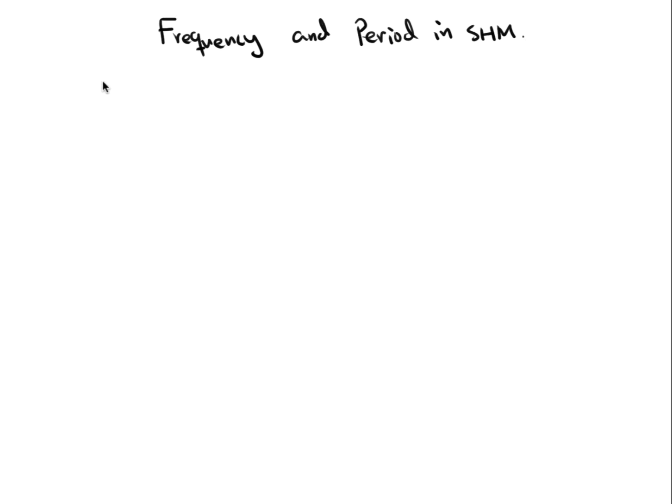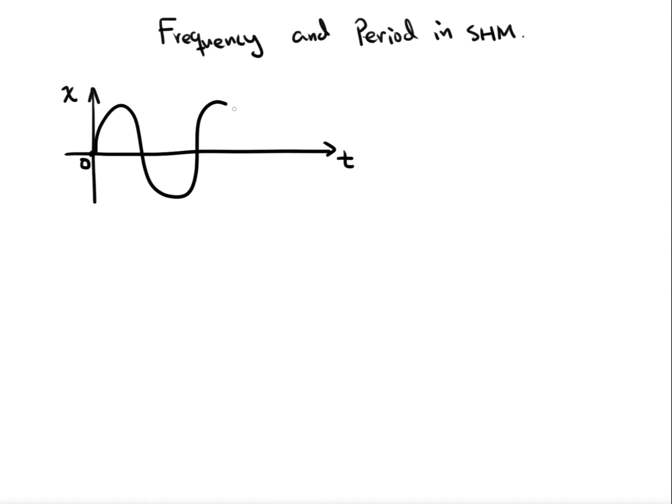In a simple harmonic motion, an object oscillates back and forth along an equilibrium position. A typical picture for displacement as a function of time looks like the following. So here is the position axis, and here is the time axis, t. The beginning of time is here at the origin, and a typical diagram looks like this for the simple harmonic motion.